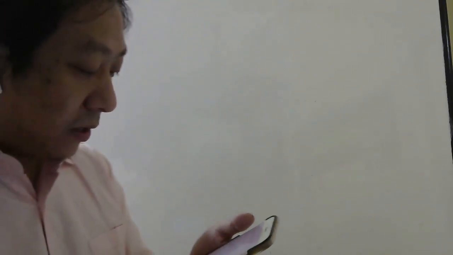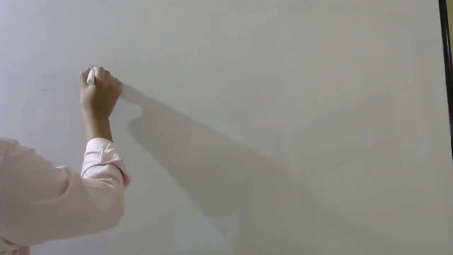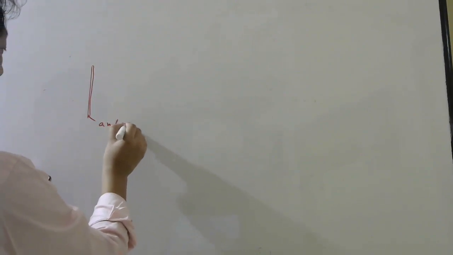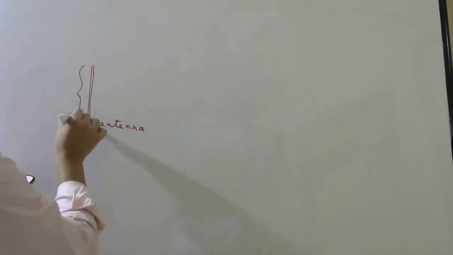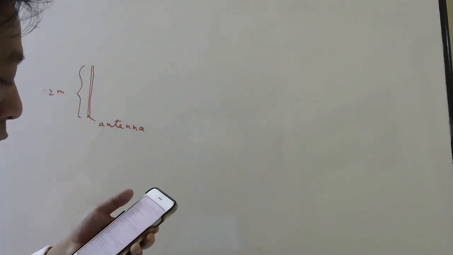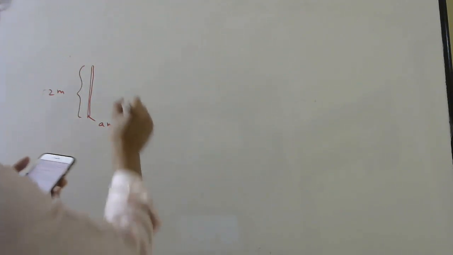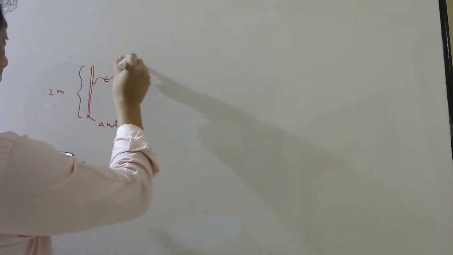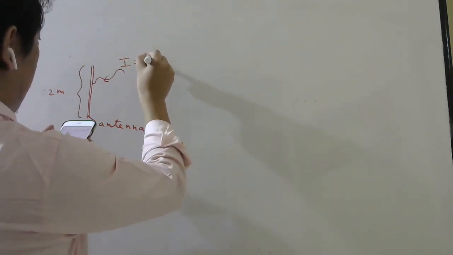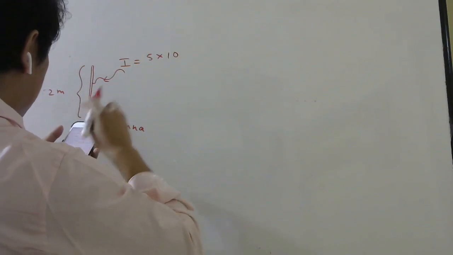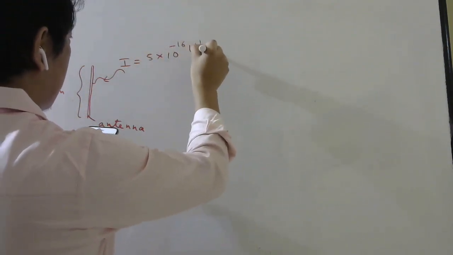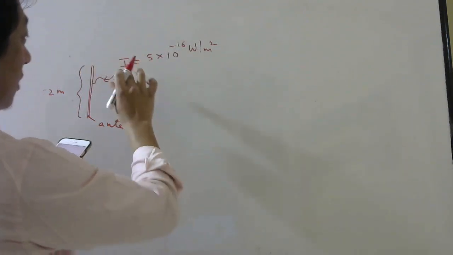Let us see the next one now. A radio receiver antenna that is 2 meter long is oriented along the direction of EM waves and receives a signal of intensity 5 into 10 power minus 16 watt per meter square. So very clearly from the unit you know it is intensity.